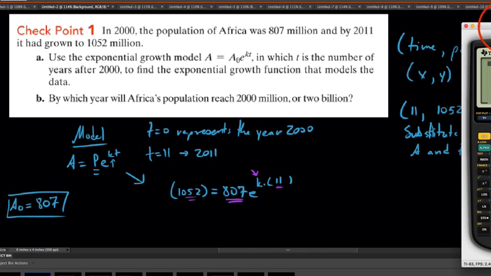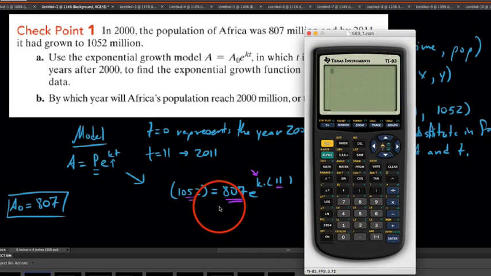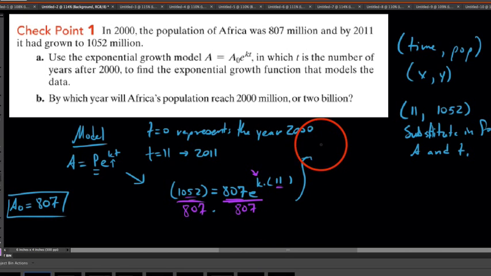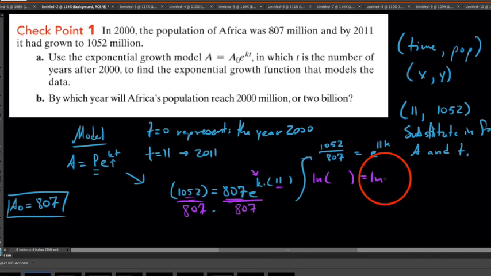I'm going to make sure that I get my calculator on here, and you'll want your calculator as well. But the first thing we're going to do is isolate this base e. So we're going to divide both sides of this by 807. We'll get some rational value over here: 1,052 over 807, which I'm going to leave that way for now, equals e to the 11k. Now if we take the ln of both sides, these would still be equal, but we get e to the 11k on the right side where these cancel out, and we get left with just 11k.